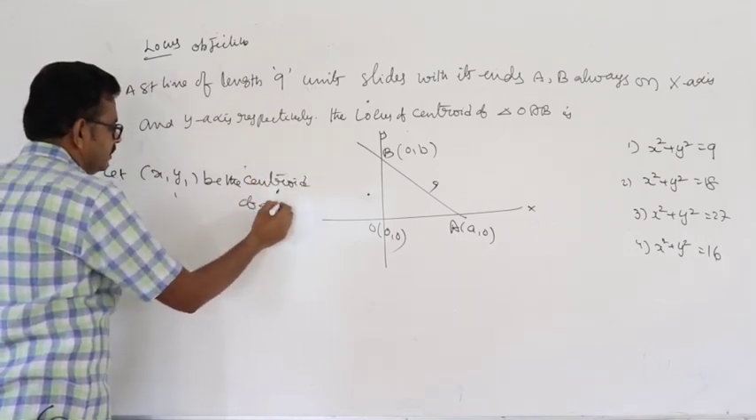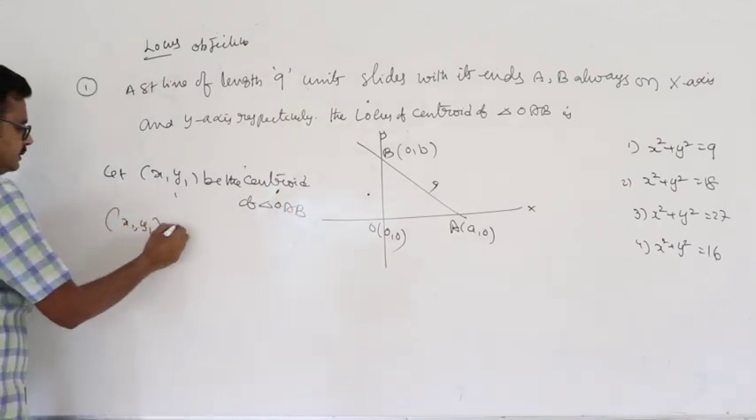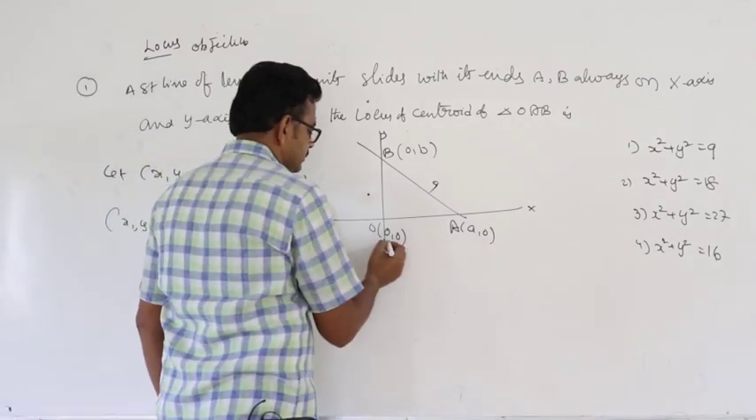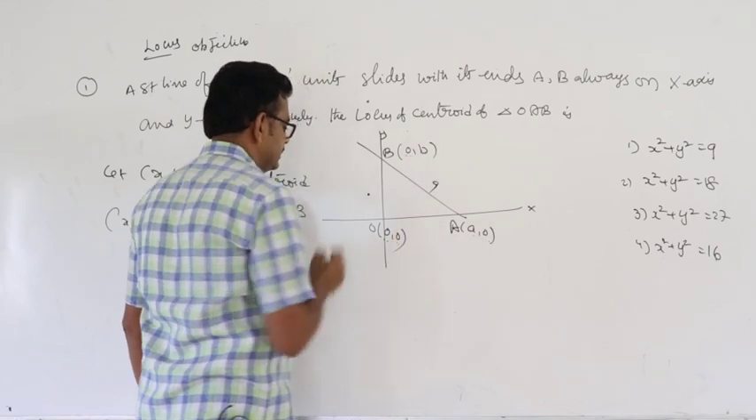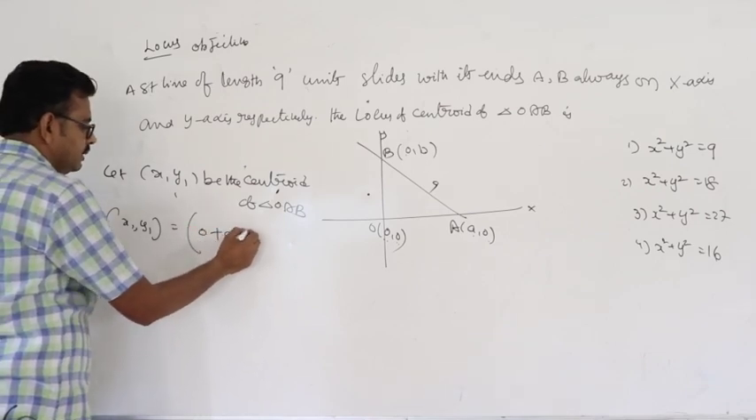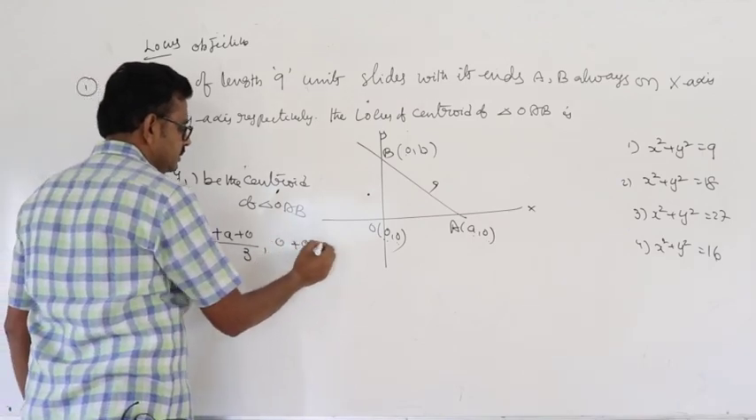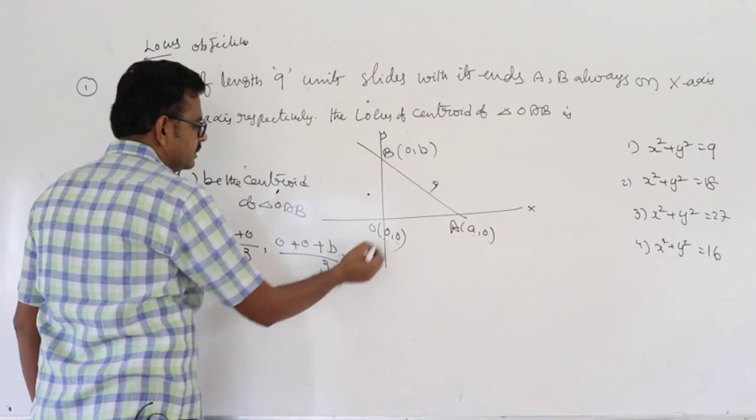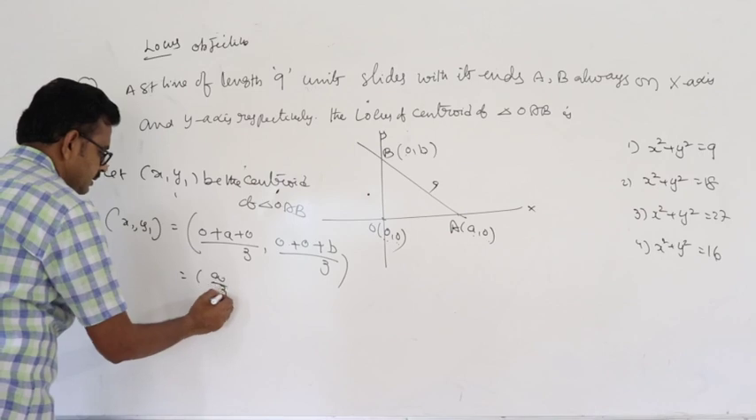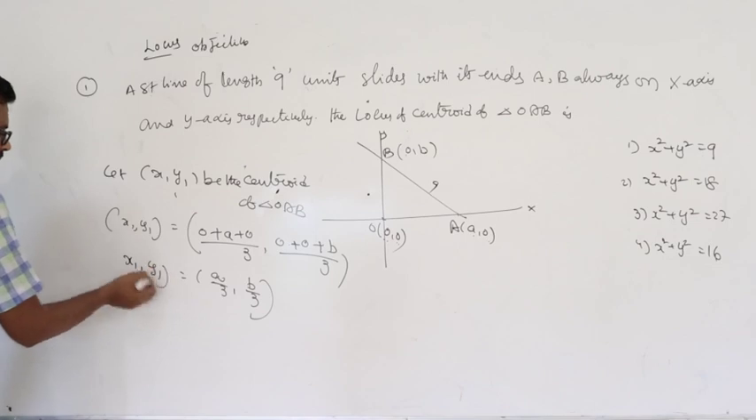Centroid of triangle OAB. Therefore, x1 comma y1 is equal to the centroid formula, (x1 plus x2 plus x3) by 3, (y1 plus y2 plus y3) by 3. The formula is 0 plus a plus 0 by 3, next 0 plus 0 plus b by 3. So the centroid of triangle OAB is a by 3 comma b by 3. So this is x1 comma y1.